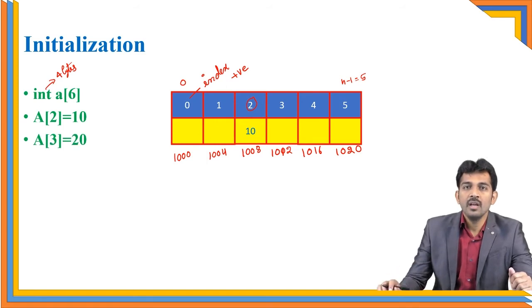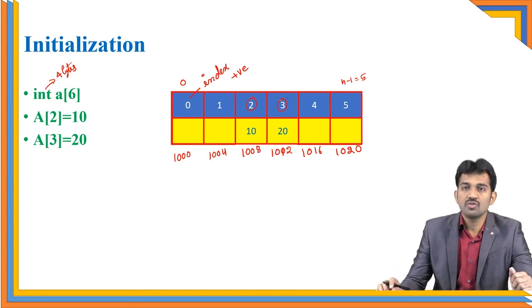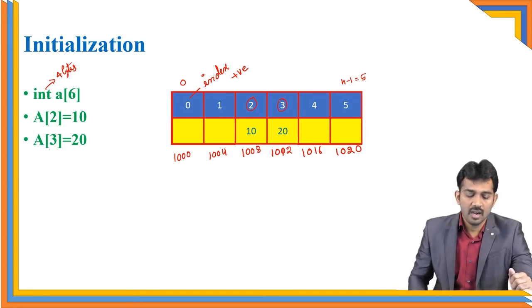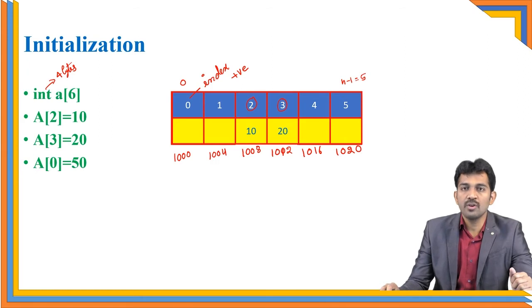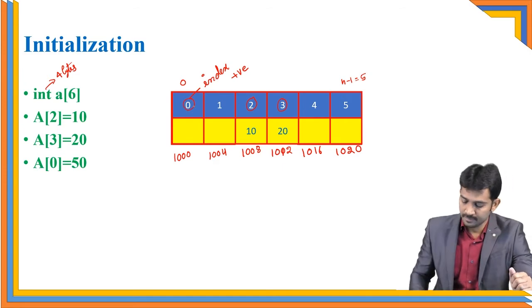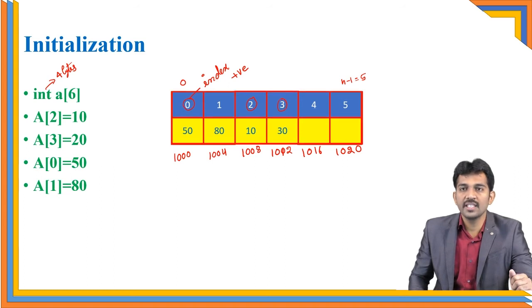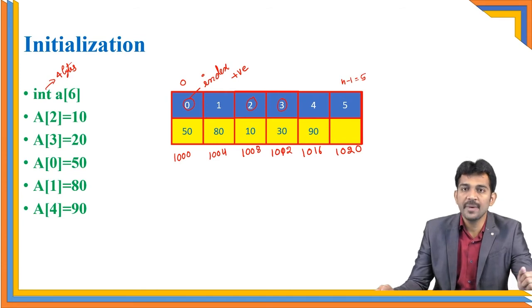And a of 3 equal to 20. A of 3 means the third index. You need to store 20 at the third index. Is this clear? And a of 0 equal to 50 means that here you need to store 50. Is this clear? And a of 1 equal to 80 and a of 4 equal to 50, and the last one I left empty. This is possible with the initialization like this. Is this clear? This is how you are going to store your data into the array.